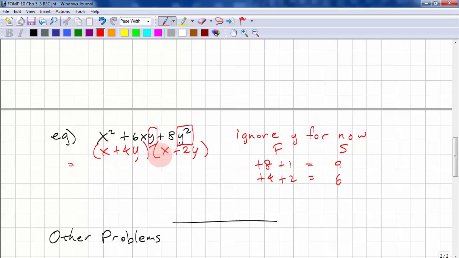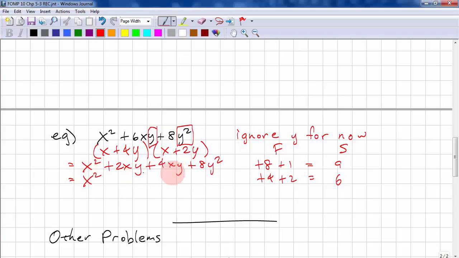So first, that's x squared. Outer, that's x times 2y, so that's 2xy. Inner, that's 4y times x, that gives us 4xy. And last, 4y times 2y, that's 8y squared. Notice that it doesn't matter how we're multiplying it. I always order the polynomial alphabetically and then with powers. So this has more x's, so it comes before xy. And y squared comes after xy.